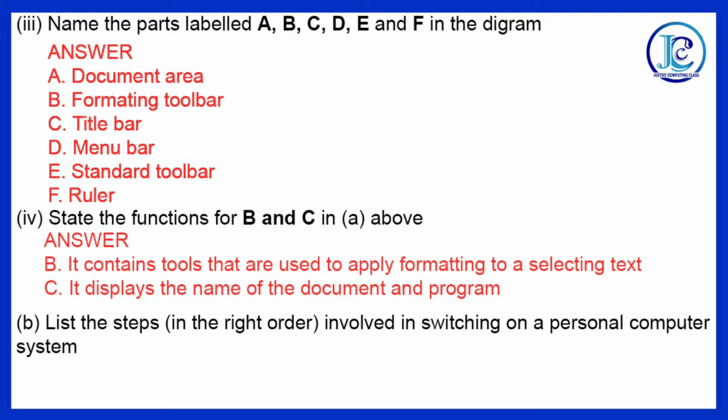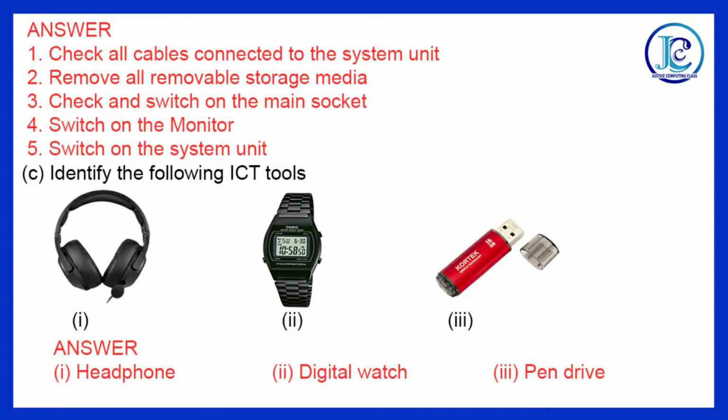Now the next question, that is B. List the steps in the right order involved in switching on a personal computer system. So, how to turn on a personal computer. First, you have to check all cables connected to the system unit. You check if they are connected to the system.